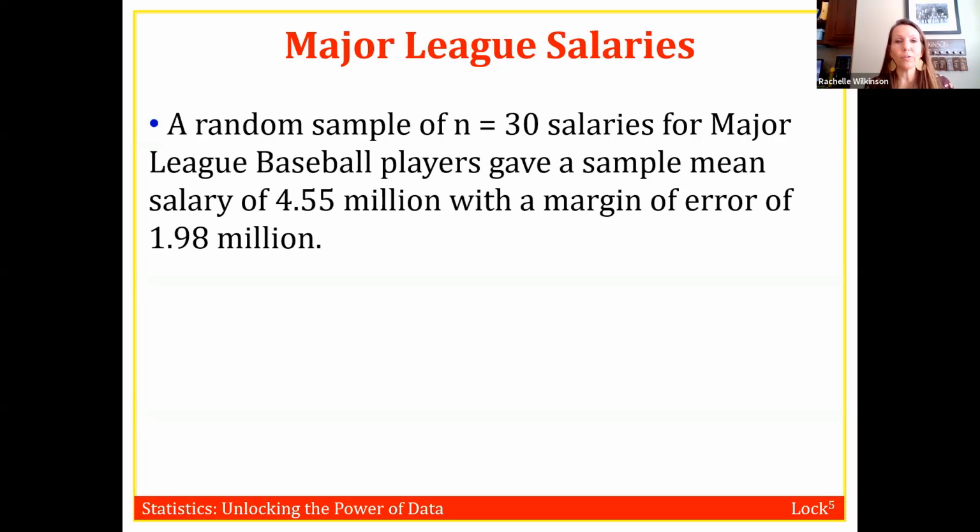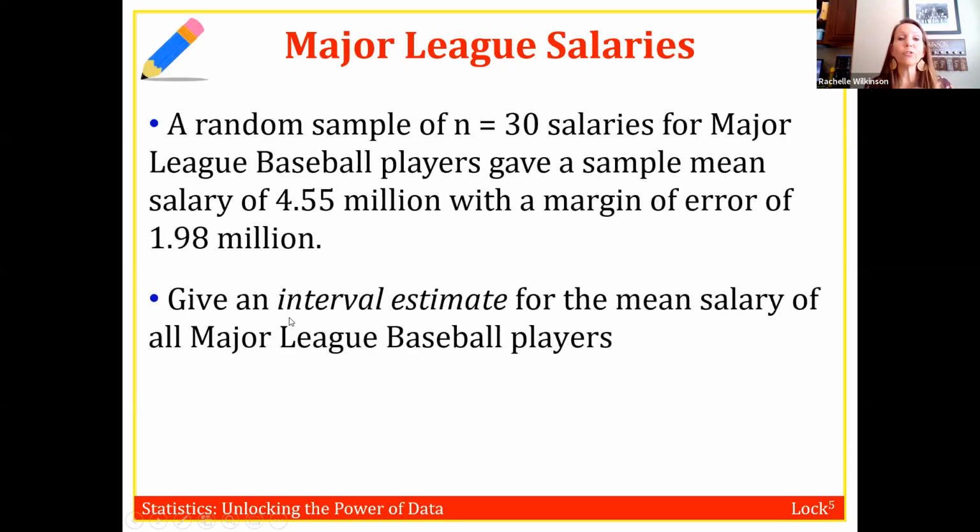And the value for my sample, X bar, is 4.55 million. And we also know that the margin of error is 1.98 million. So see if you can create an interval estimate, a confidence interval, for the mean salary for all Major League Baseball players. Take a second to do that on your paper, and then we'll see if we all got the same answer.